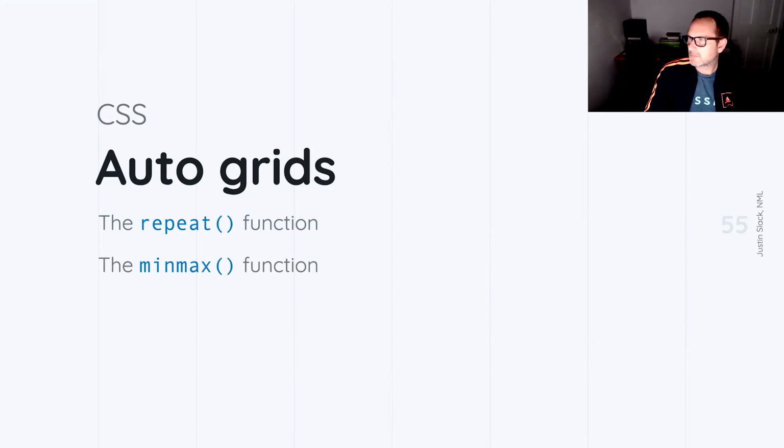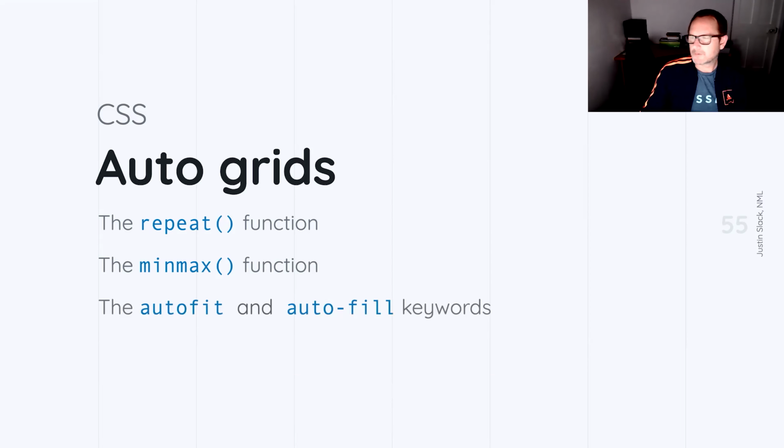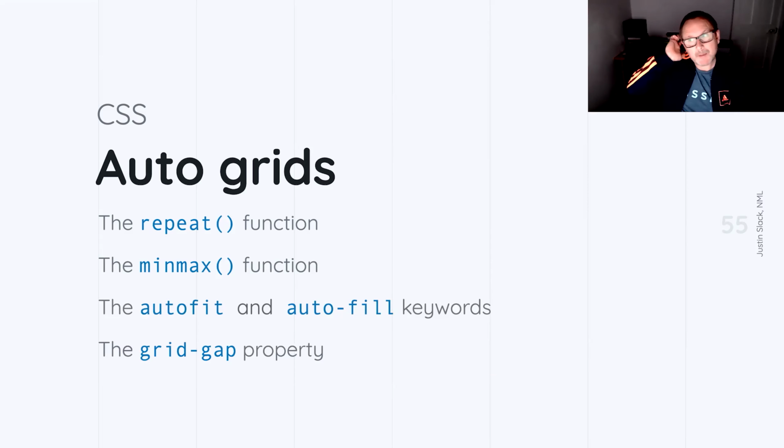Okay, then we have the min-max function, where we can say, yeah, this must be no smaller than this, but no larger than this. Auto fit and auto fill, I've already spoken about. And then we have the gap property, which allows us to place spaces between elements. And this has also just recently become available for Flexbox as well. And I'll show an example of that later.